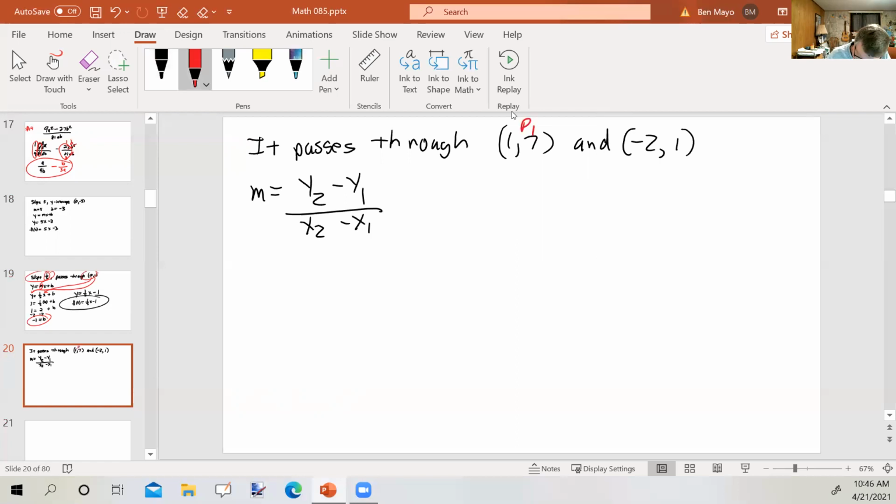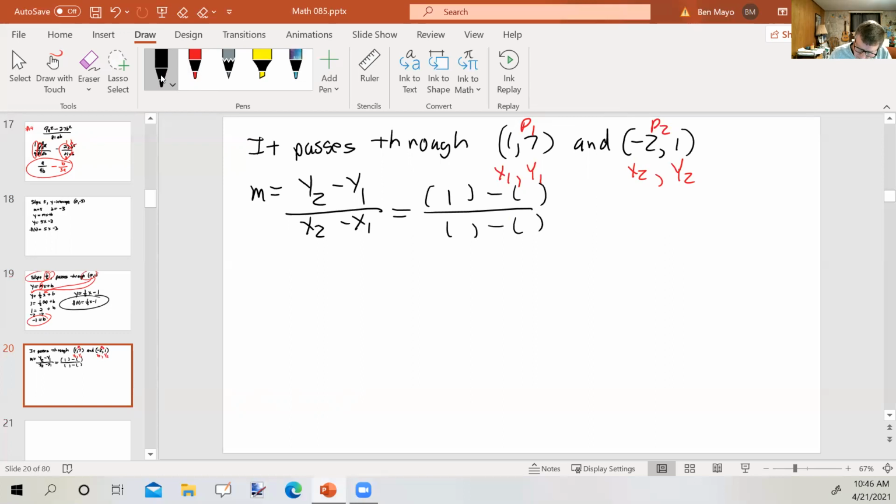We'll call this first point, point 1, and the second point, point 2. So for the first point, 1 is x sub 1 and 7 is y sub 1, the subscript going with point 1. For the second point, x sub 2 would be negative 2 and y sub 2 would be 1. So now we'll go back and we'll put the numbers into the formula. Y sub 2 is 1, y sub 1 is 7, x sub 2 is negative 2, and x sub 1 is 1. 1 minus 7 is negative 6. Negative 2 minus 1 is negative 3. Negative divided by negative is positive, and 6 divided by 3 is 2. So the slope is 2.